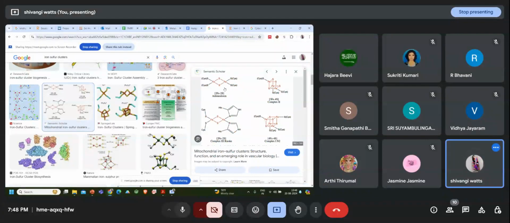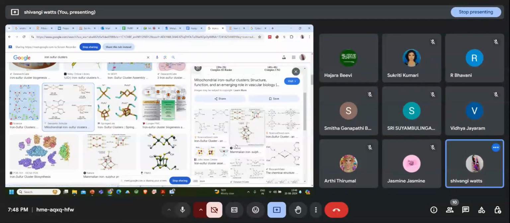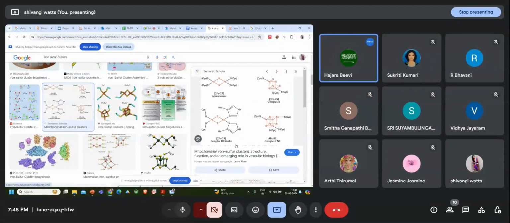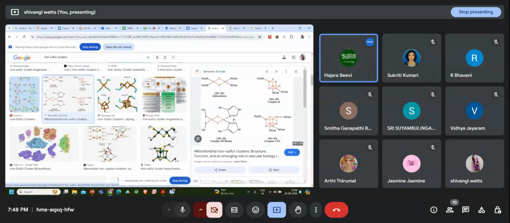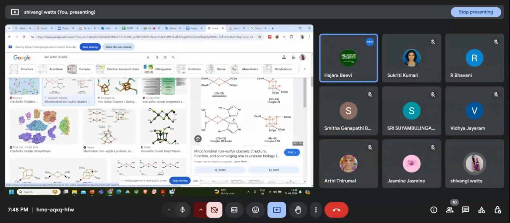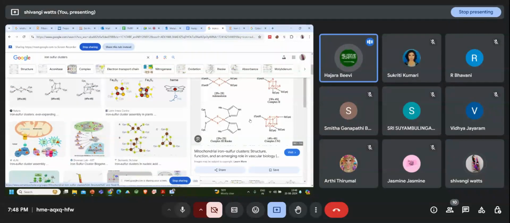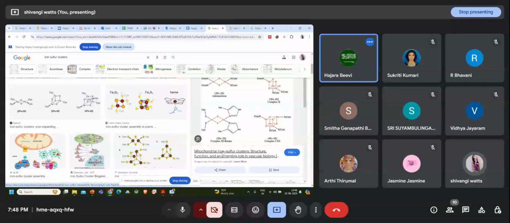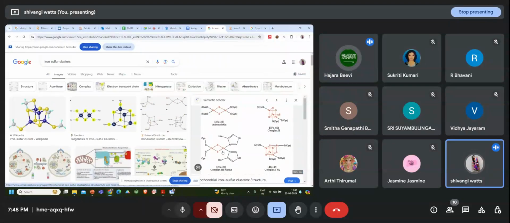Adrenodoxin is this one, Fe2S2. Rieske: when in Rieske this unit has histidine, when we replace cysteine with histidine, we will call it Rieske. Adrenodoxin is not a Rieske protein.